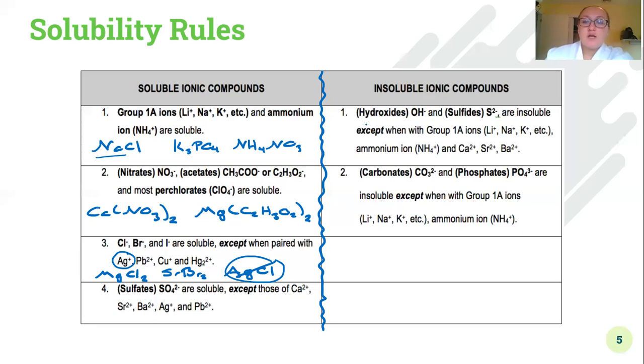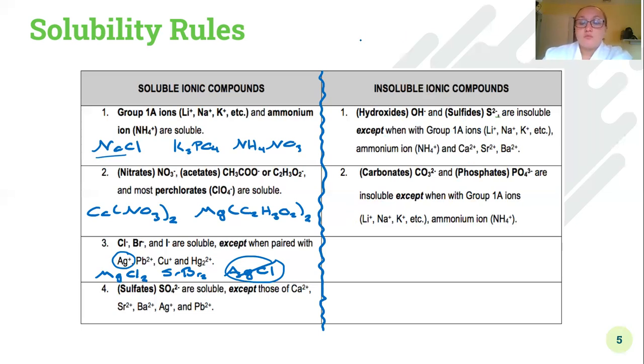And now we move to our insoluble ionic compounds. The rule is that soluble rules always take precedent over insoluble rules. So hydroxides and sulfides are insoluble, except with group 1 ions, ammonium, and some exceptions, calcium, strontium, and barium.